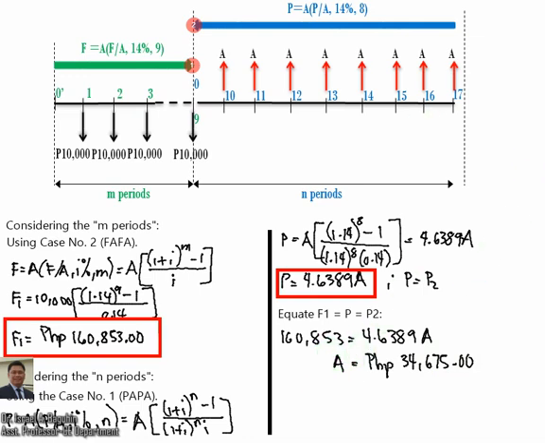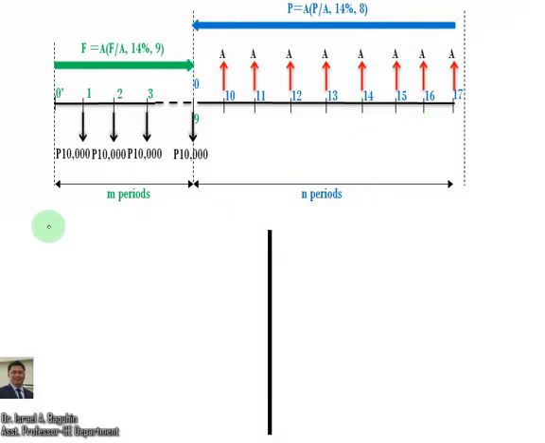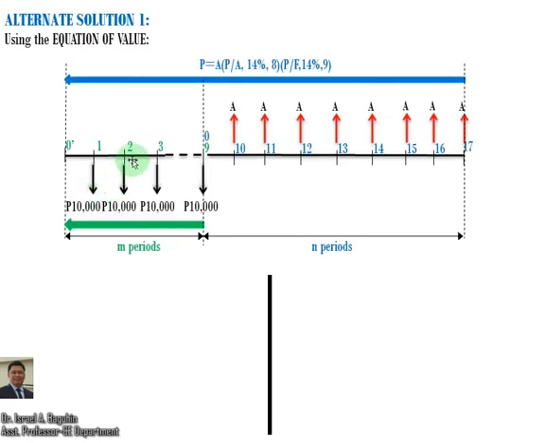Okay, so we are done now with our annuity A, which is equal now to 34,675 pesos. Proceeding, we have now this next slide. Okay, actually I will present to you two alternate solutions for this problem, and for our next slide we have now this alternate solution one for calculating actually the value of our annuity A.